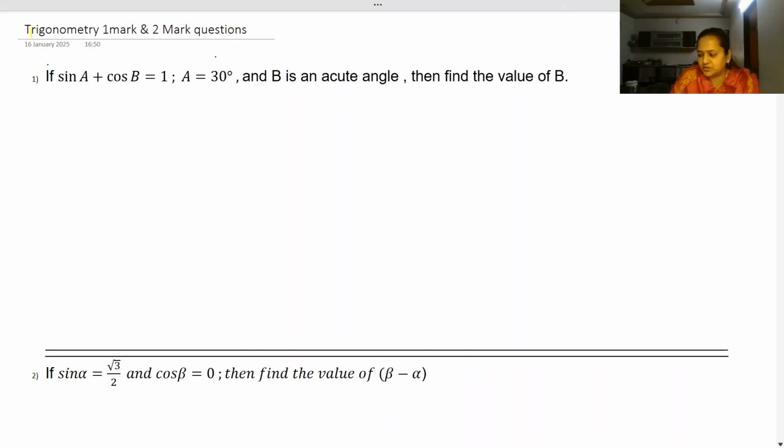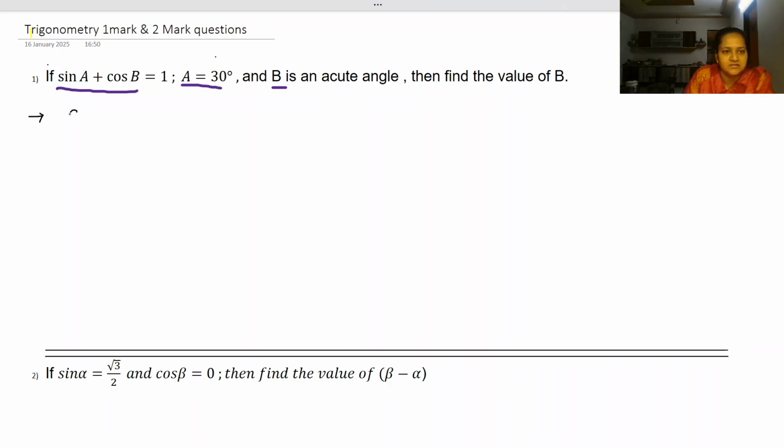As you can see, the first question on the screen says, if sine A plus cos B is 1 and A is given as 30 degrees, I repeat, if we are given that sine A plus cos B is 1 and A is 30 degrees, we have to find B, which is an acute angle. I hope the question is understood. So if we wish to solve it, we will first consider what is given to us.